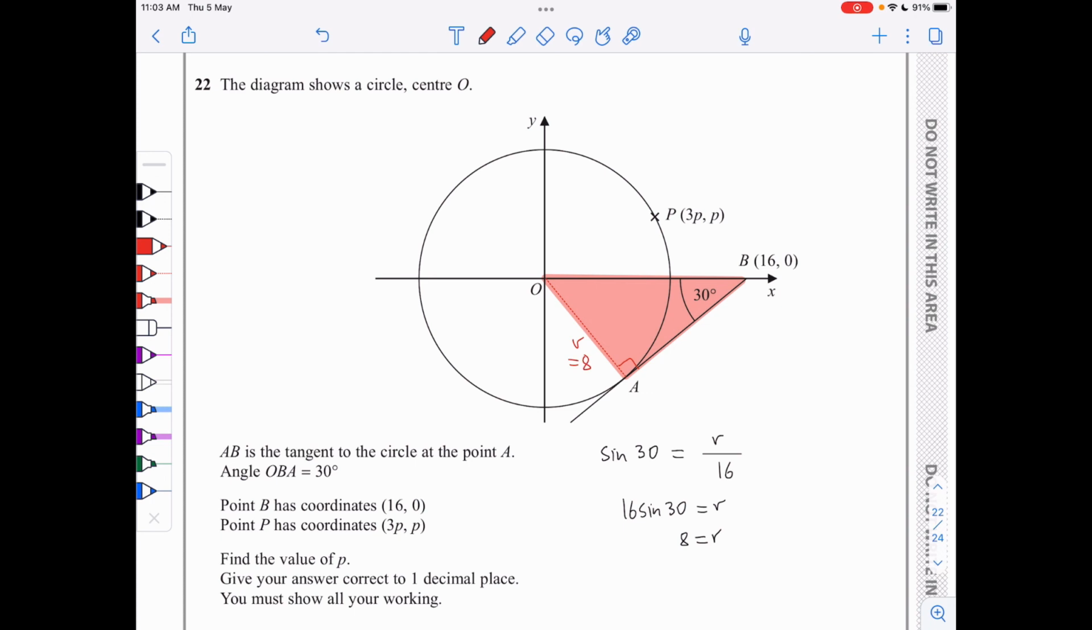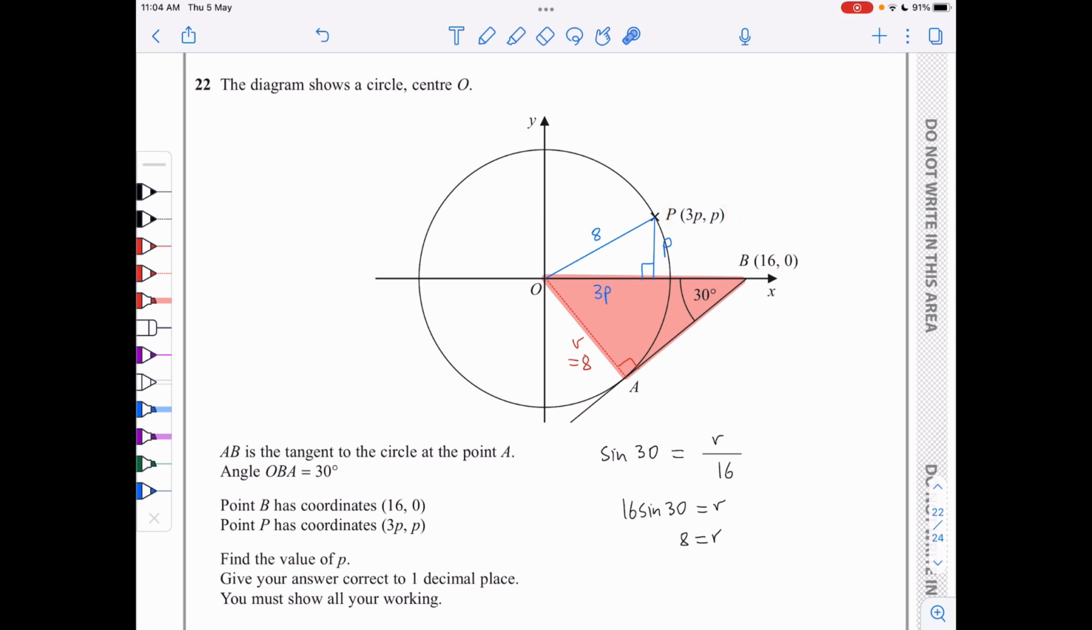We want to find the value of P, where P is the point here with coordinates 3P and P. So what I'm going to do is join O with P. We know it's a radius, it's 8 units as well. And if I drop the perpendicular here, I will see yet another right angle triangle. This side here is P and this is 3P using the coordinates of P.